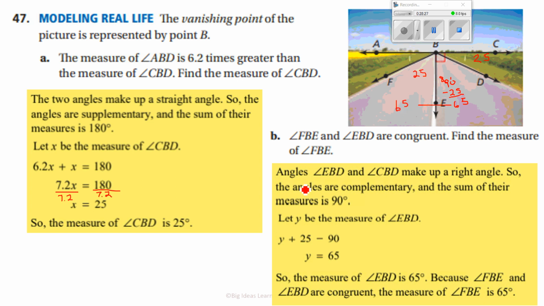So let's see what they came up with. Angles EBD and CBD make up a right angle. Yes, they do. These add up to a right angle. So the angles are complementary, and their sum is 90. They did use that measure of 25 that we found before. So we know some number plus 25 equals 90. We'll have to subtract 25 from both sides to get y by itself, and that gives us 65. And since they're congruent, that means FBD must also be 65.